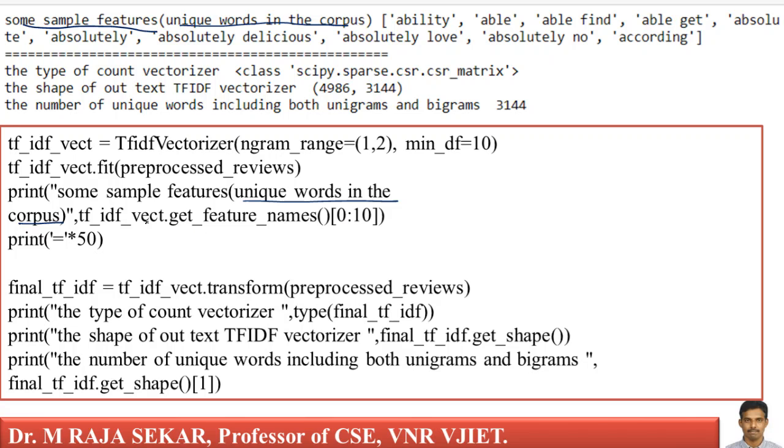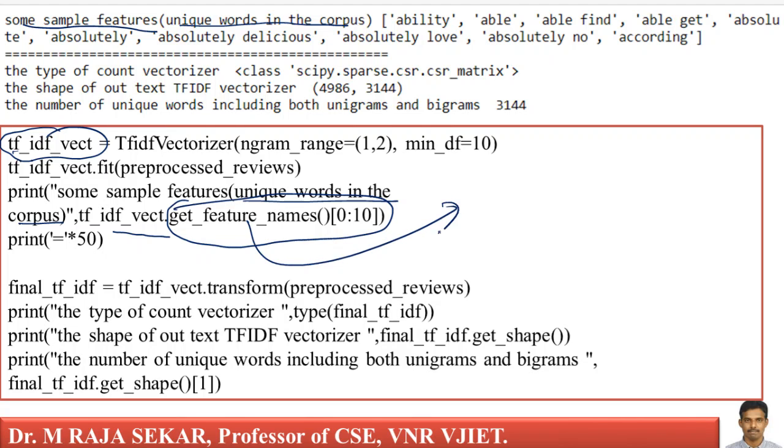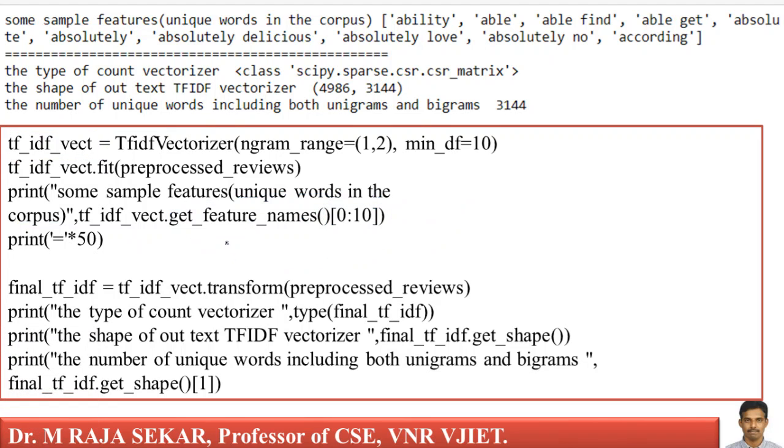How will I get them? tf_idf_vect is my object name. get_feature_names, I already explained in my previous slide. I am just displaying 0 to 10. I am applying slicing and displaying these feature names. Which features am I getting?